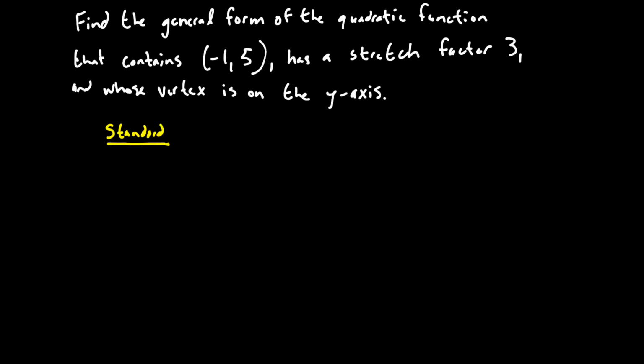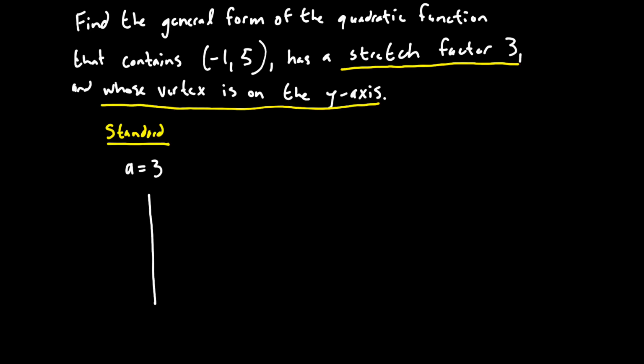So let's go ahead and look at some of the information that we're given. First, this quadratic function has a stretch factor of 3. This means that our a is going to be equal to 3. The next thing that we know is that the vertex lies on the y-axis. So let's draw a picture of what we have so far. We don't know specifically where the vertex is. We know it's just somewhere on the y-axis. And we also know that the parabola opens up somehow. So maybe our parabola looks like this.